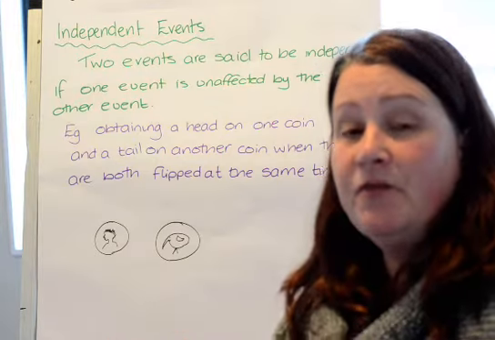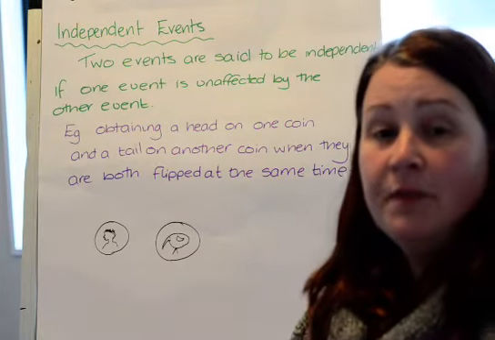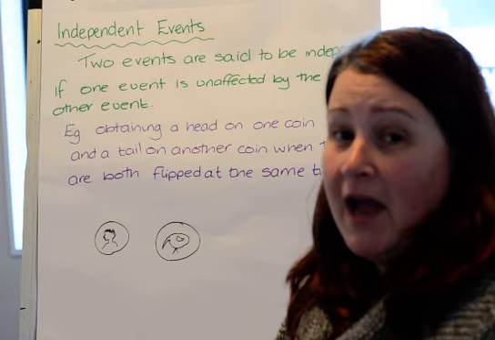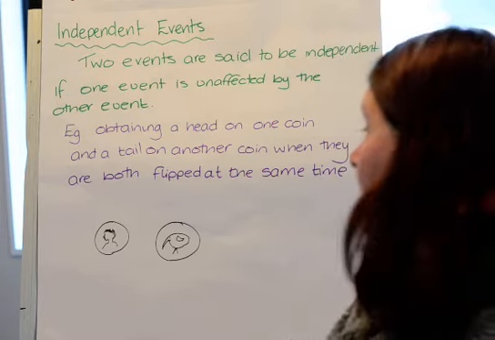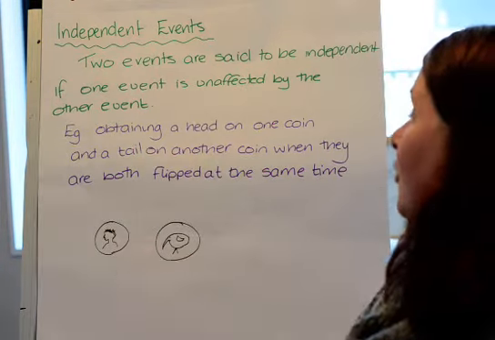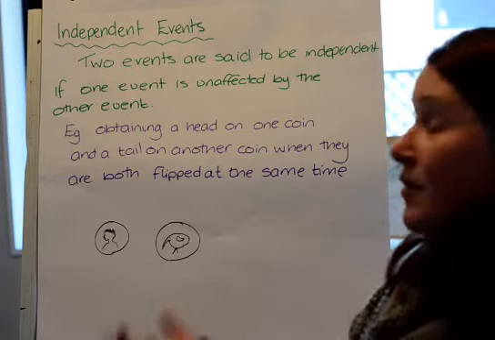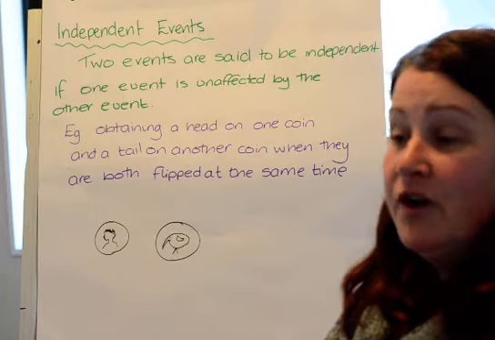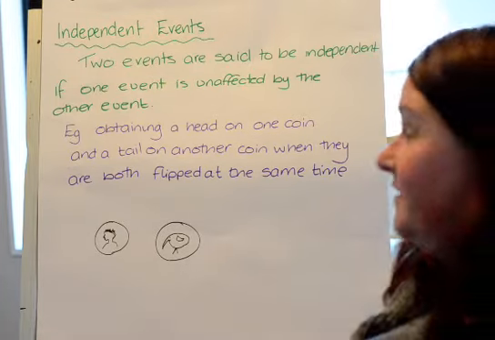For example, if we were to take two coins and flip them, whether I get a head or a tail on the first coin has absolutely no impact on the result of the second coin. So obtaining a head on one coin and a tail on another, when they're both flipped at the same time, well, it doesn't matter because the outcome of the first coin has no impact on the outcome of the second coin.